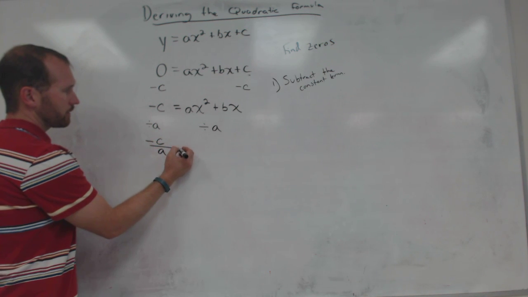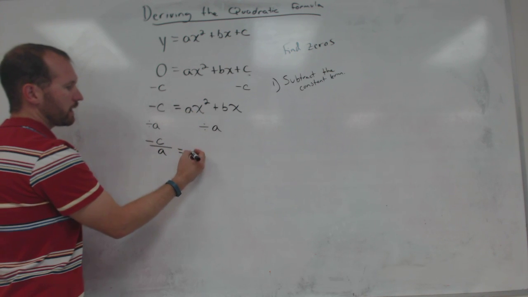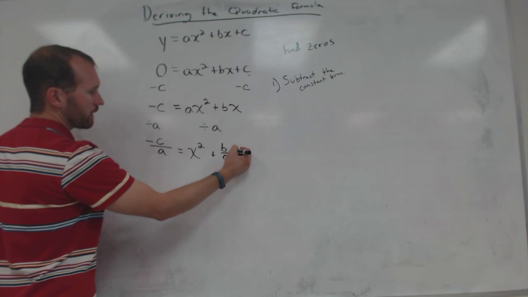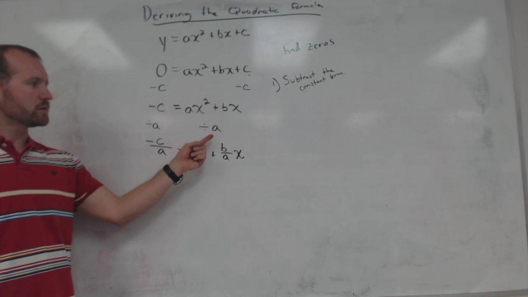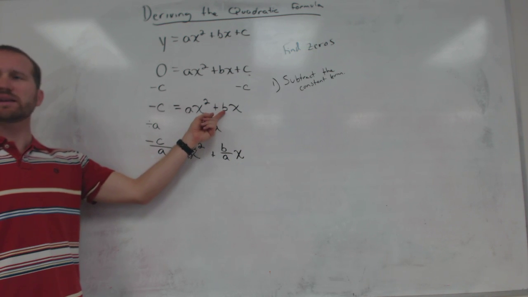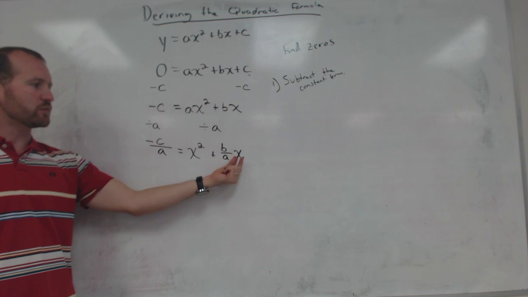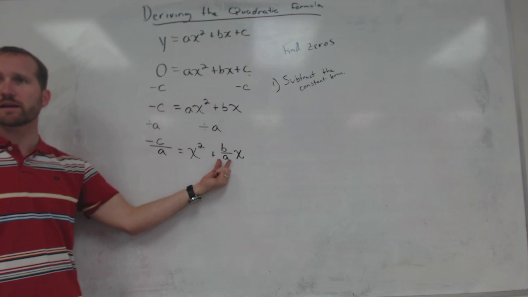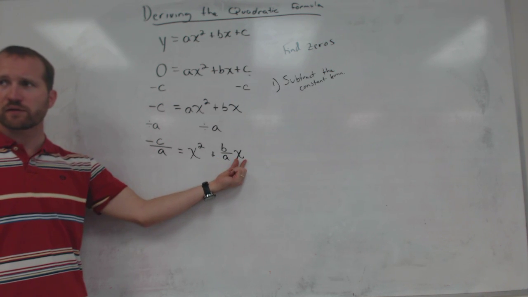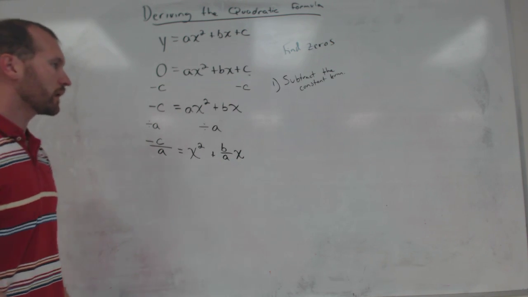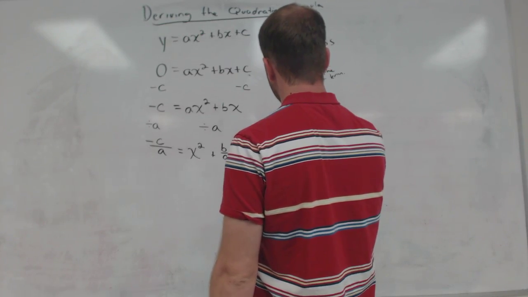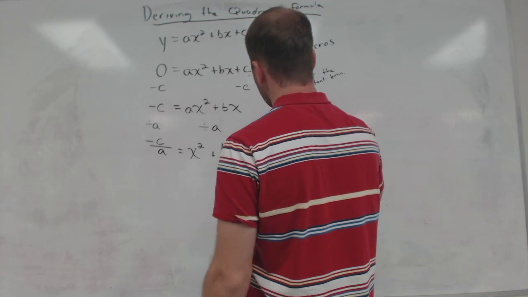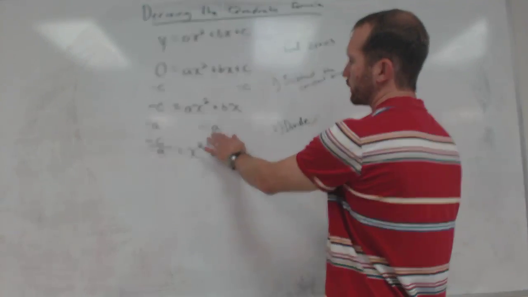Negative c over a equals a divided by a is just 1. So I have x squared plus b over a x. So I'm just combining the A, B, C letters together where possible. And I'm treating the x as sort of a separate quantity. Because the A, B, C letters represent numbers. X is just representing the variable x. So step 2 is divide by a. Yeah, so here we're dividing by a. And if a were negative, then we would divide by a negative number.